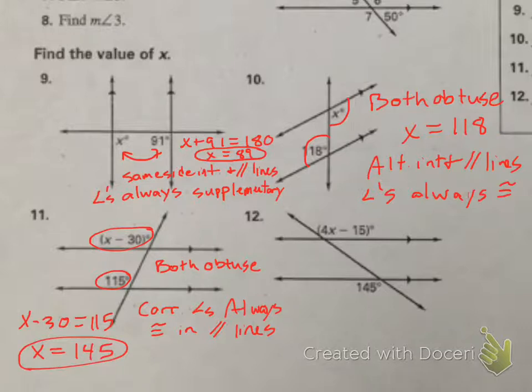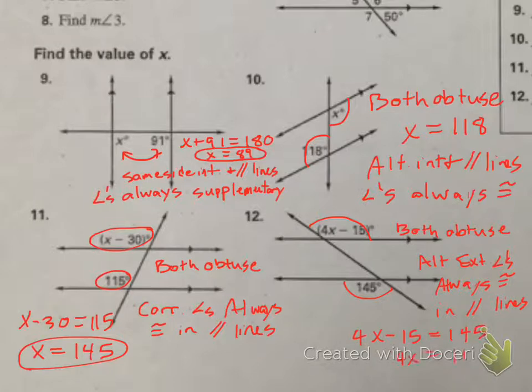Then there is number 12, of course. 12 is both obtuse angles. They're alternate exterior angles. Turns out alternate exterior angles are always congruent in parallel lines. So you can set those equal, and you can see the algebra taking place down below. So pause this, take a look at that if you need extra help. Come up with questions, always a good idea.